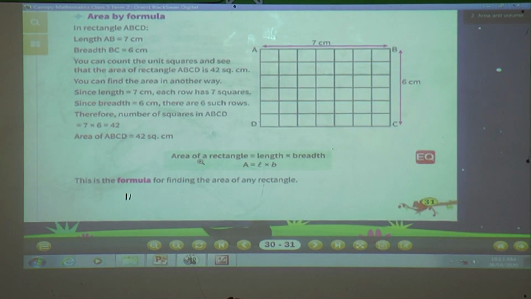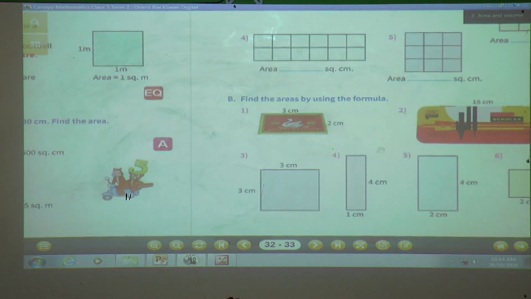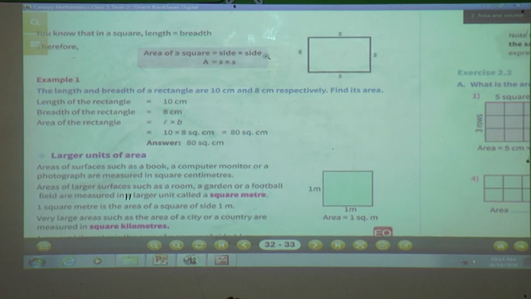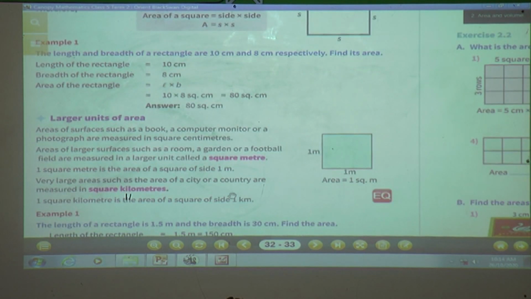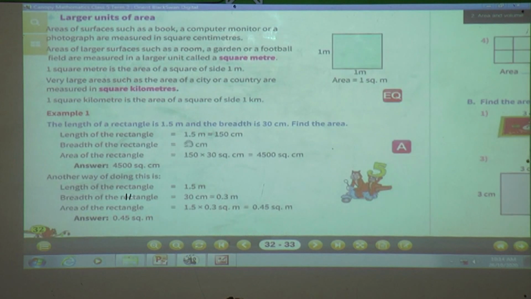So the formula of area of rectangle is length into breadth. Length we can write as L, and for breadth we can write B. Okay. Next page. Page number 32. Here formula of a square. Area of square is equal to side into side. Okay. And larger units of area. See students, for larger units we write square meter or square kilometer. Okay. So in this way, by using this formula you can solve the examples.